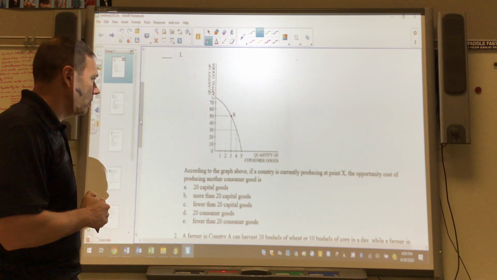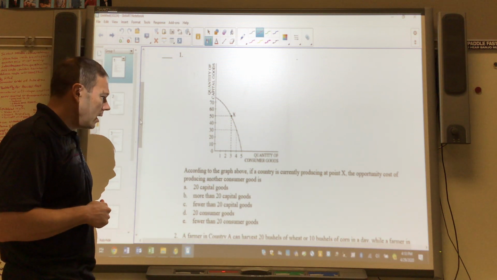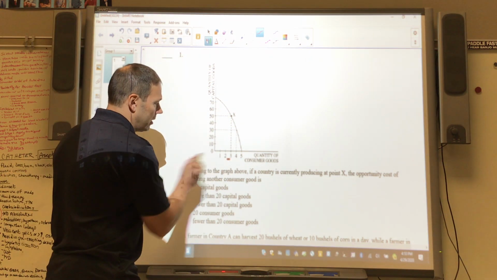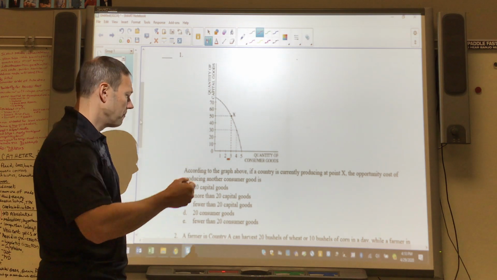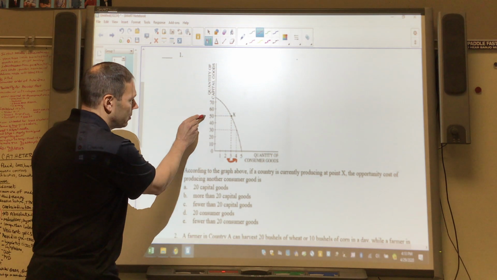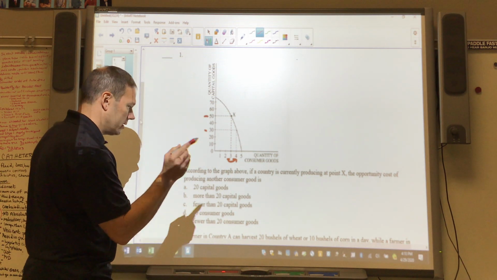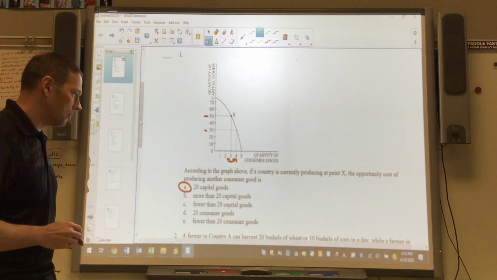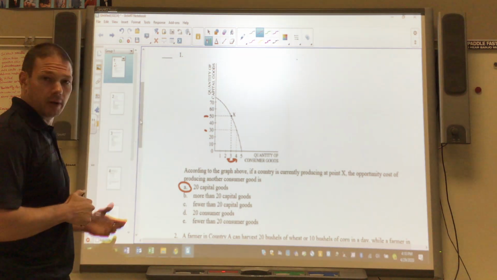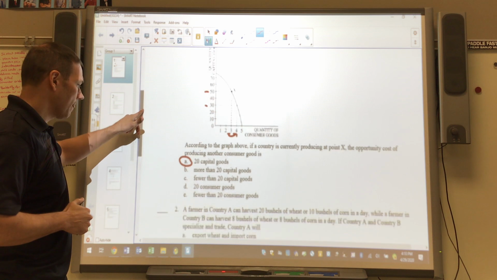So you got a graph here of a PPC. If we are currently at point X, which means we're making 3 consumer goods, and we go to 4 consumer goods, capital goods drops from 50 to 30. So in a sense, our opportunity cost is 20 capital goods as we drop from 50 to 30 as we move along the curve.